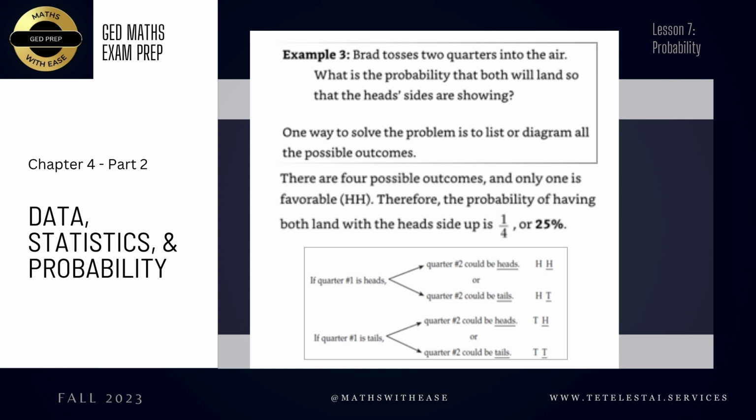And so we can see on the right-hand side here that there are four possible outcomes. He could have two heads, he could have a head and a tail, he could have a tail and a head, or he could have two tails, for a total of four possible outcomes. But we're only interested in one, and that's our favorable outcome, which is two heads, right? And so the probability of having both land heads side up is 1/4, or 25%, as shown in our diagram here.